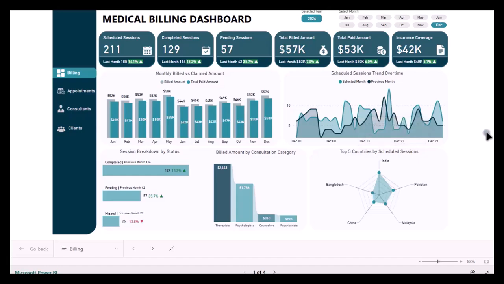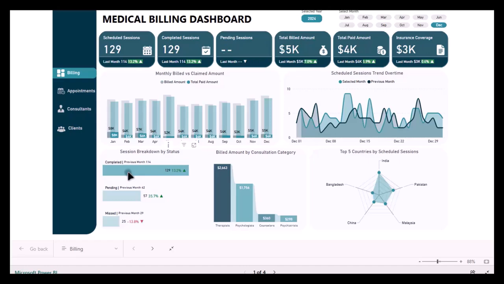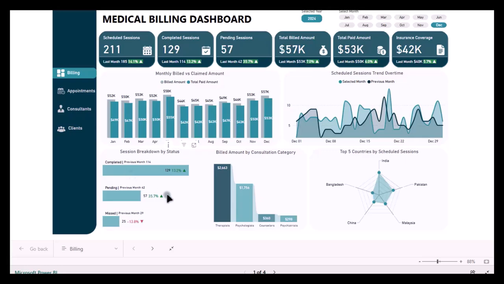Moving forward to another visual, which is session breakdown by status. This is also a bar chart. This section highlights completed, pending, and missed sessions. Completed sessions reflect your success rate. Pending sessions show areas where reminders or follow-ups are needed, and missed sessions indicate lost revenue. This dashboard highlights a 13.8% decrease, which is great progress. Every business owner wants to minimize this number.